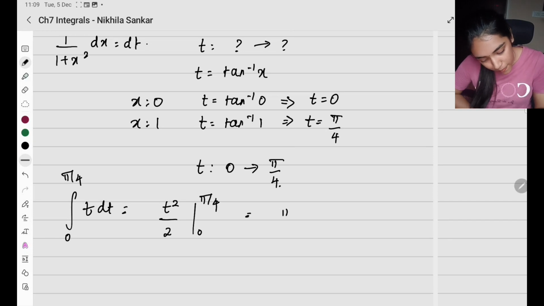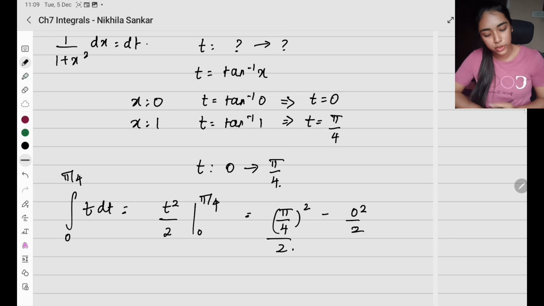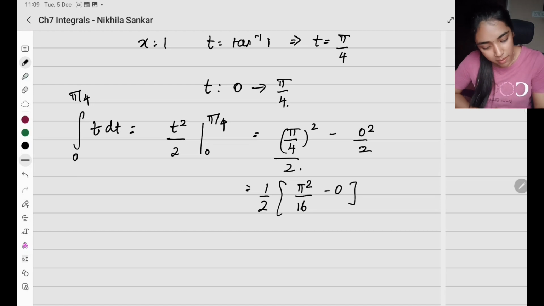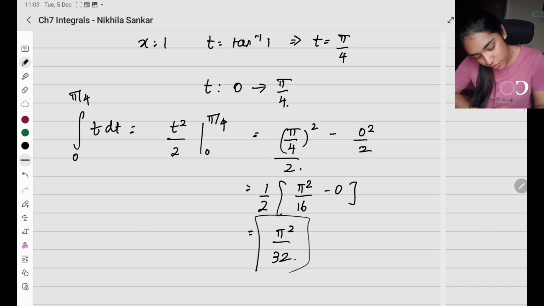So when I substitute, I have pi by 4 the whole square, upper limit, minus lower limit 0 square, divided by 2. I have a divided by 2 here, so I can take the 1 by 2 outside. 1 by 2 times pi square divided by 4 fours are 16, minus 0. So when I simplify, I have pi square divided by 32. So this is my final answer.